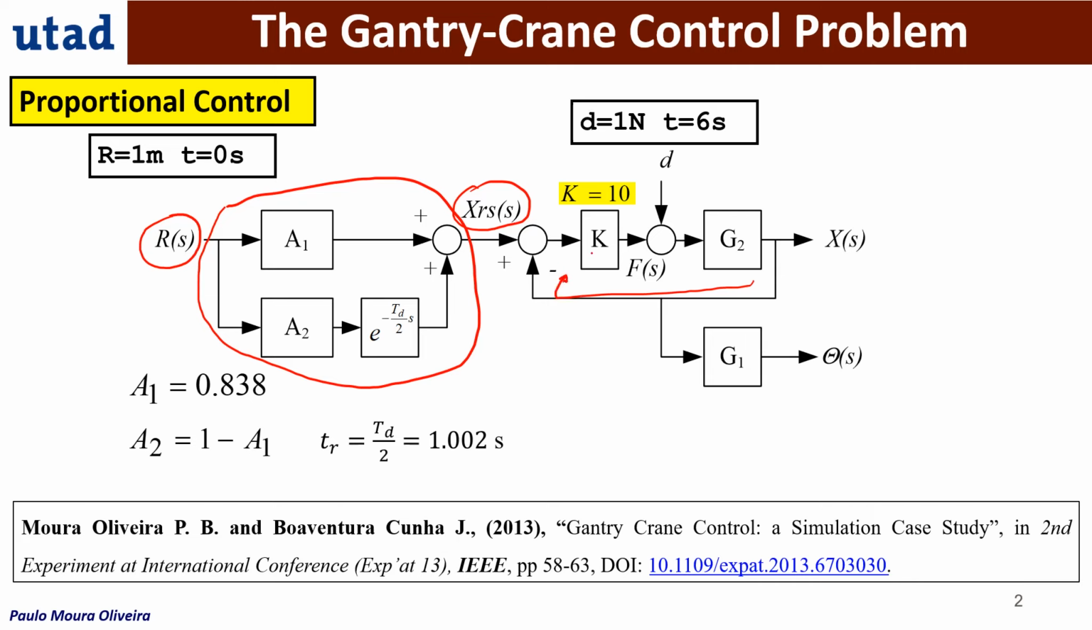Now we have a proportional controller, and we are going to consider a proportional gain of 10. What we want to control is the position of the trolley and, indirectly, the oscillation in the cable. So we are trying to reduce the oscillation in the cable, the final oscillation of the cable.